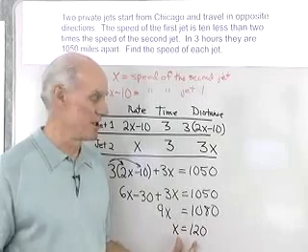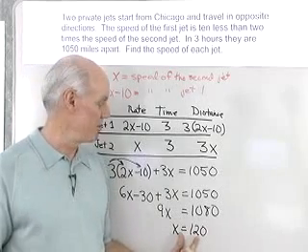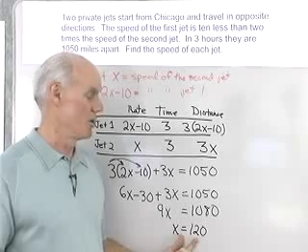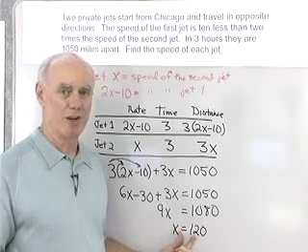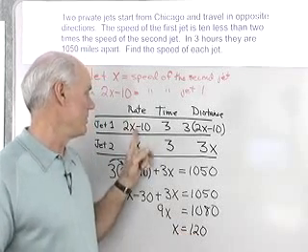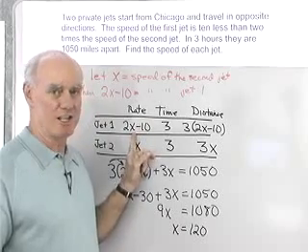So now I have to ask myself, okay, what does x represent in this problem? X is the speed of jet number 2. So jet number 2 is traveling at an average speed of 120 miles an hour. Jet number 1 speed will be 10 less than twice that.